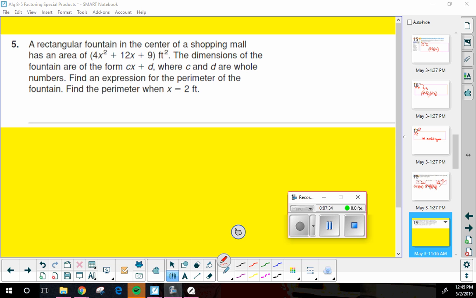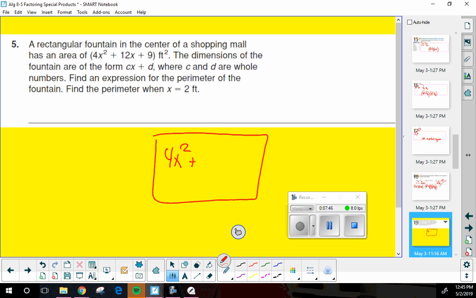A regular fountain in the center of a shopping mall has an area of 4x squared plus 12x plus 9. So I'm going to draw it. Here it is. 4x squared plus 12x plus 9. The dimensions of the fountain are in the form cx plus d, where c and d are whole numbers. Find an expression for the perimeter of the fountain, then find the perimeter when x is 2 feet. So what I need to do is look and factor this first.